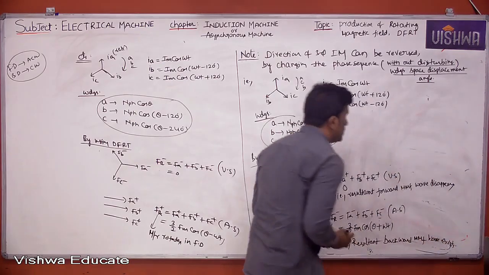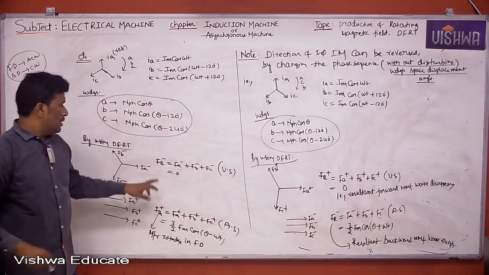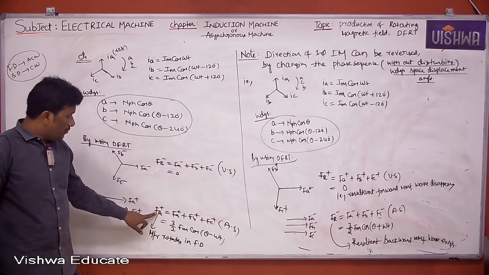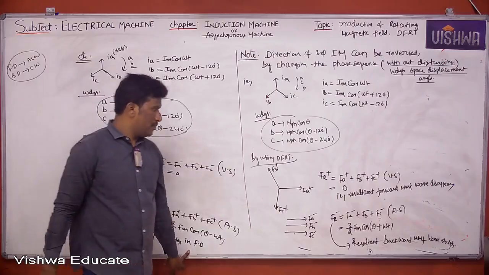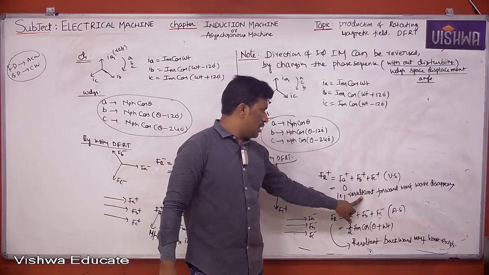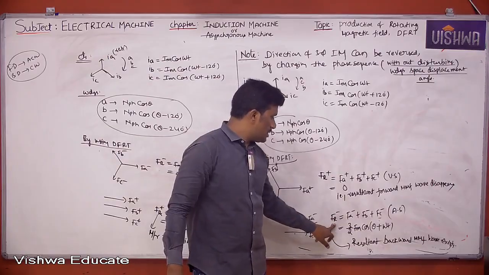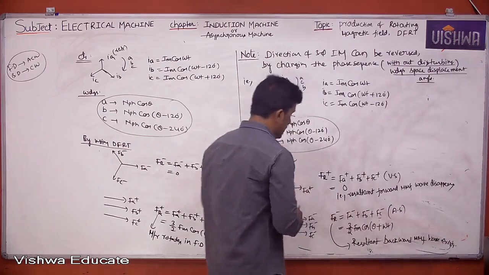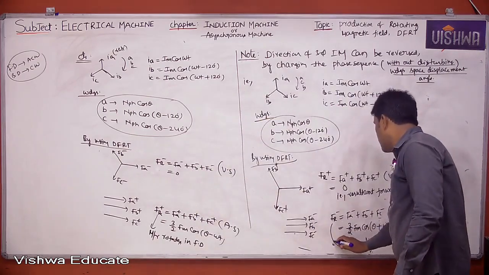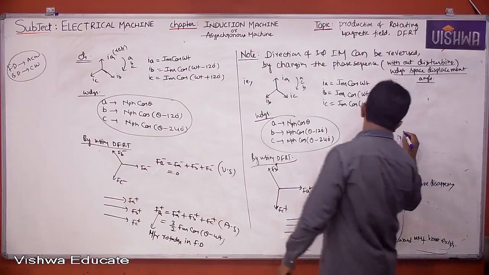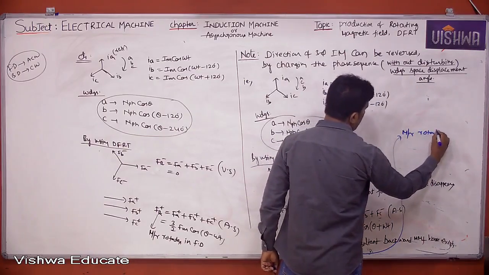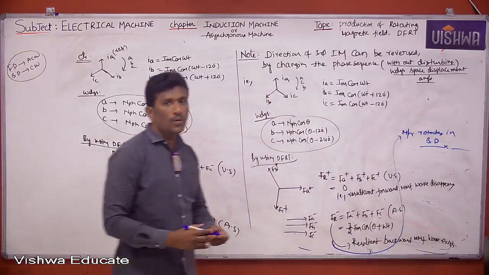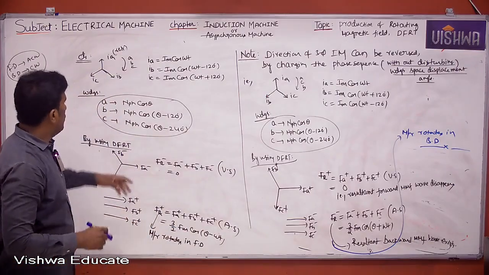What's the meaning of that? Previously the resultant backward becomes 0, the resultant forward is there, the motor rotates in the forward direction. Now the resultant forward disappears. What of this Fr minus, the resultant backward MMF exists? What is the meaning of that? That is, the motor rotates in the backward direction. It's very important. Please try to remember this note.